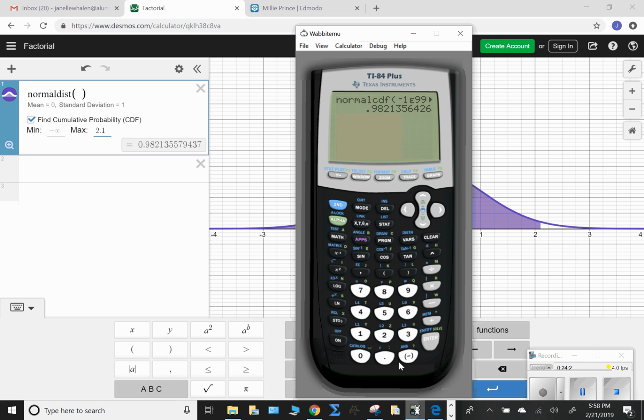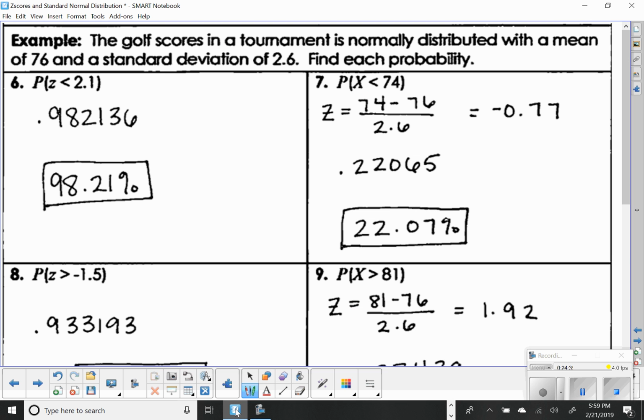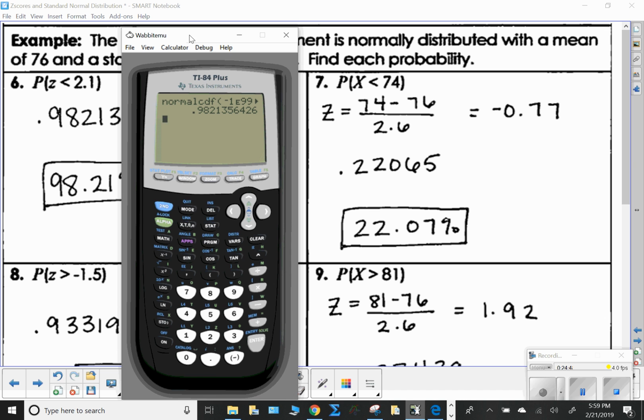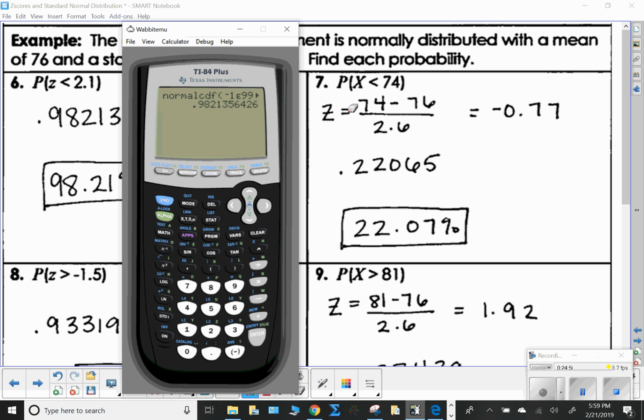When you are looking at the actual data, that's where the calculator right now is better, because I have not yet figured out how to take it out of the normal distribution and just do it without having to calculate. So let's take a look on the right-hand side of your notes. Where the calculator becomes easier is when I've got the probability that my data is less than 74.